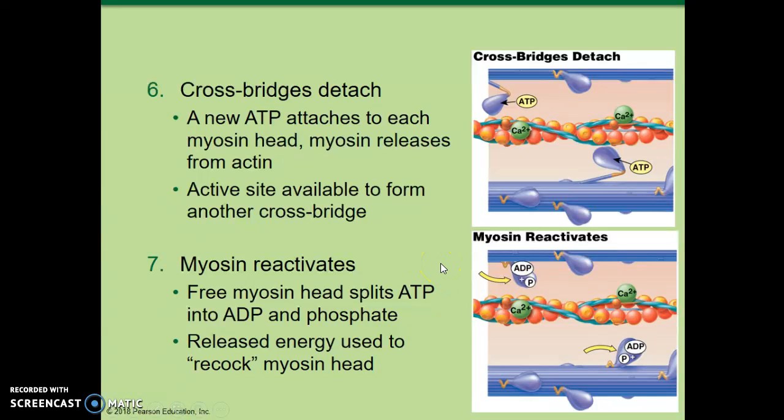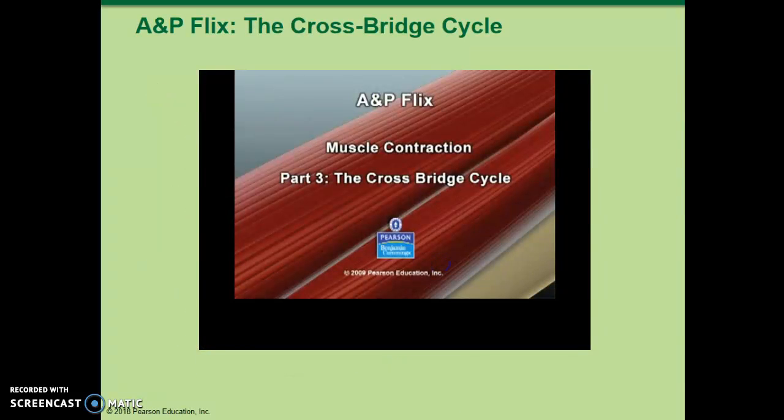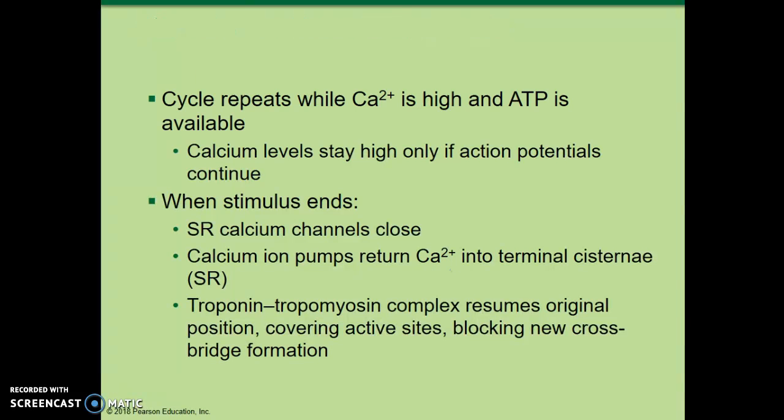The myosin will be reactivated. The free myosin head splits ATP into ADP and phosphate, and the released energy is used to recock the myosin head. And you can watch this video. The cycle will repeat while calcium is high and there's enough ATP. The calcium levels will stay high only if action potentials continue.